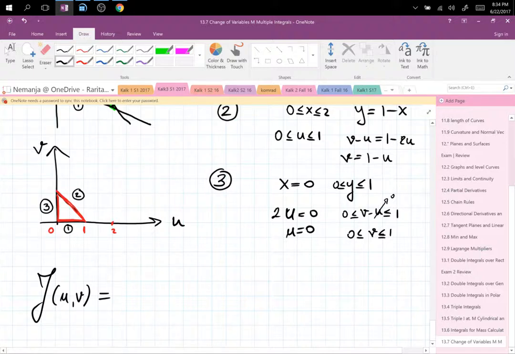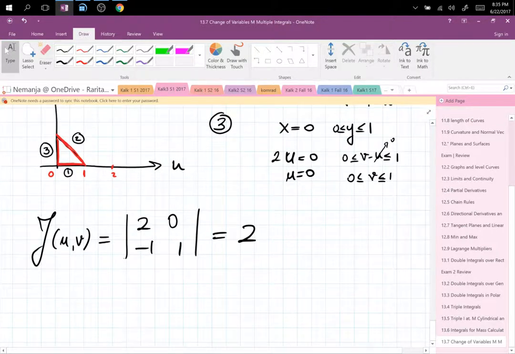Jacobian says partial x partial u, which is 2, partial x partial v is 0, partial y partial v is 1, partial y partial u is -1, and +1, so it's 2. Now this is a double integral, and it's not a square now, it's not a rectangle, so we have to think.